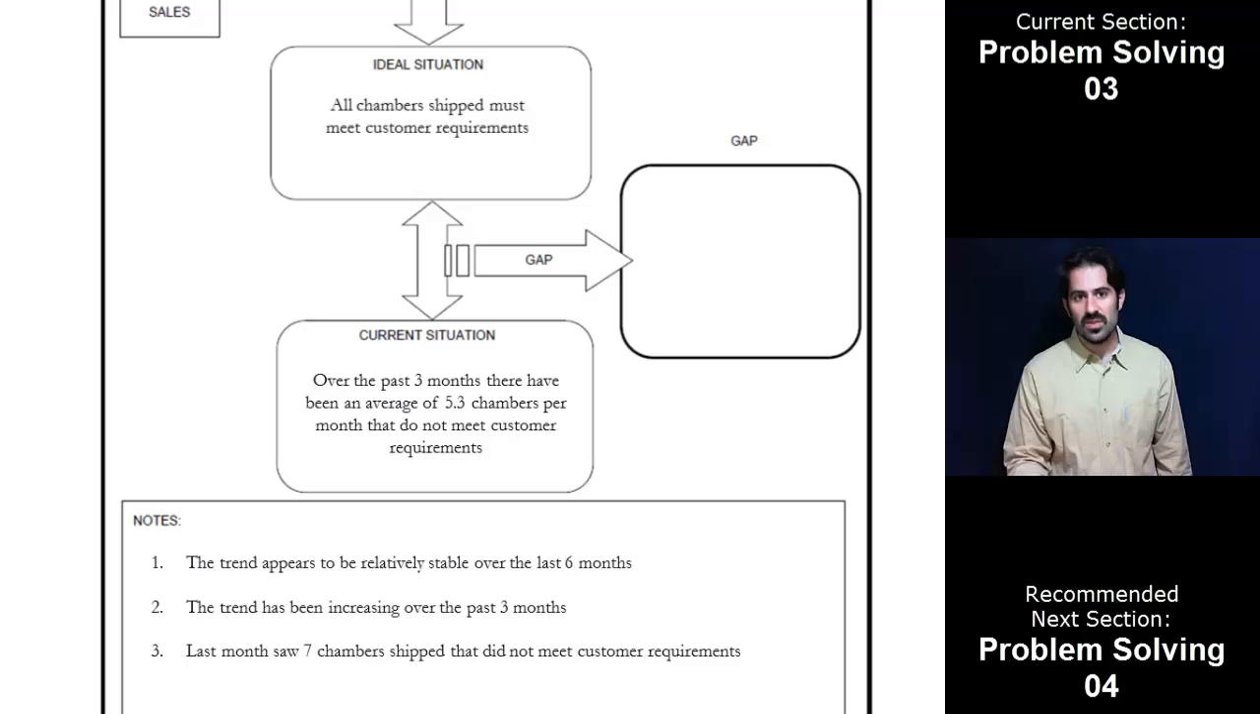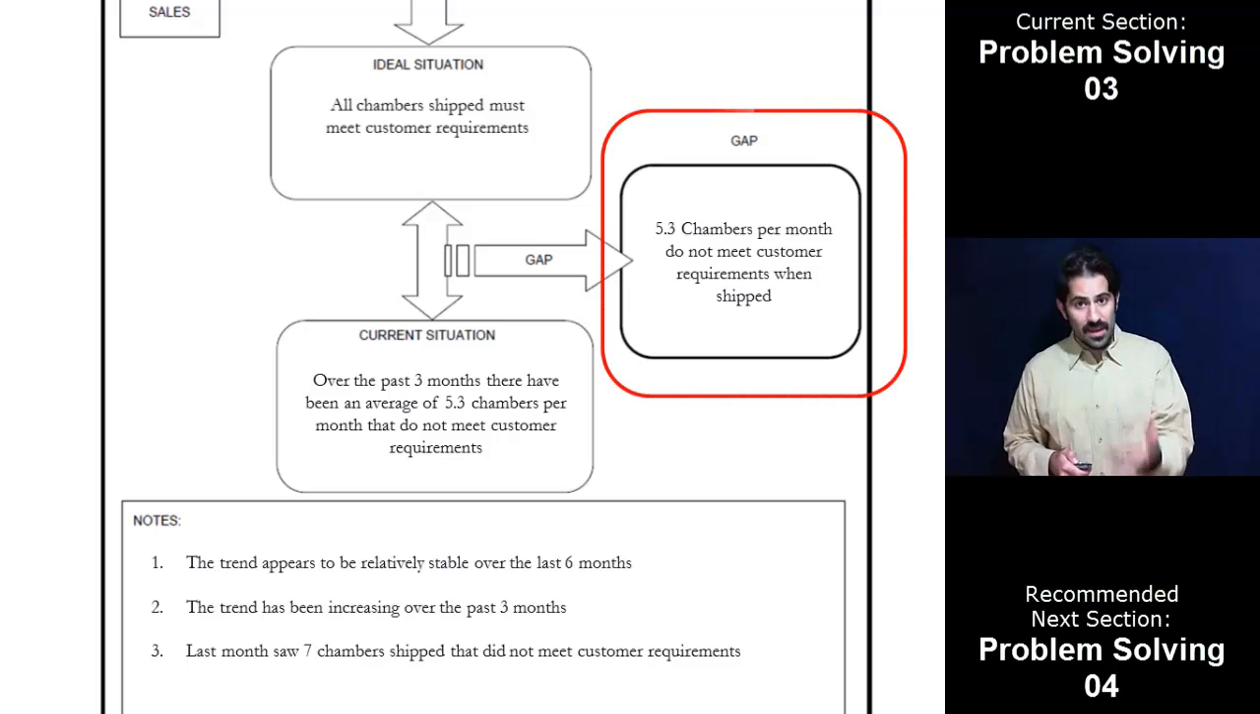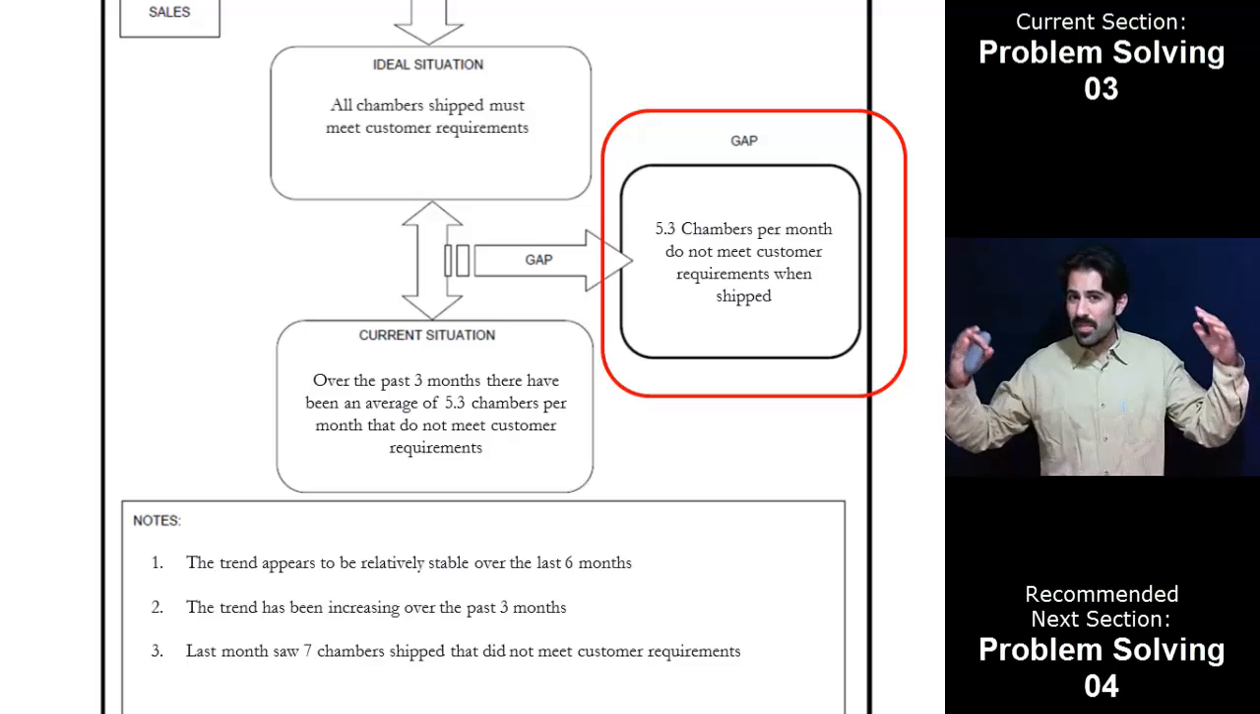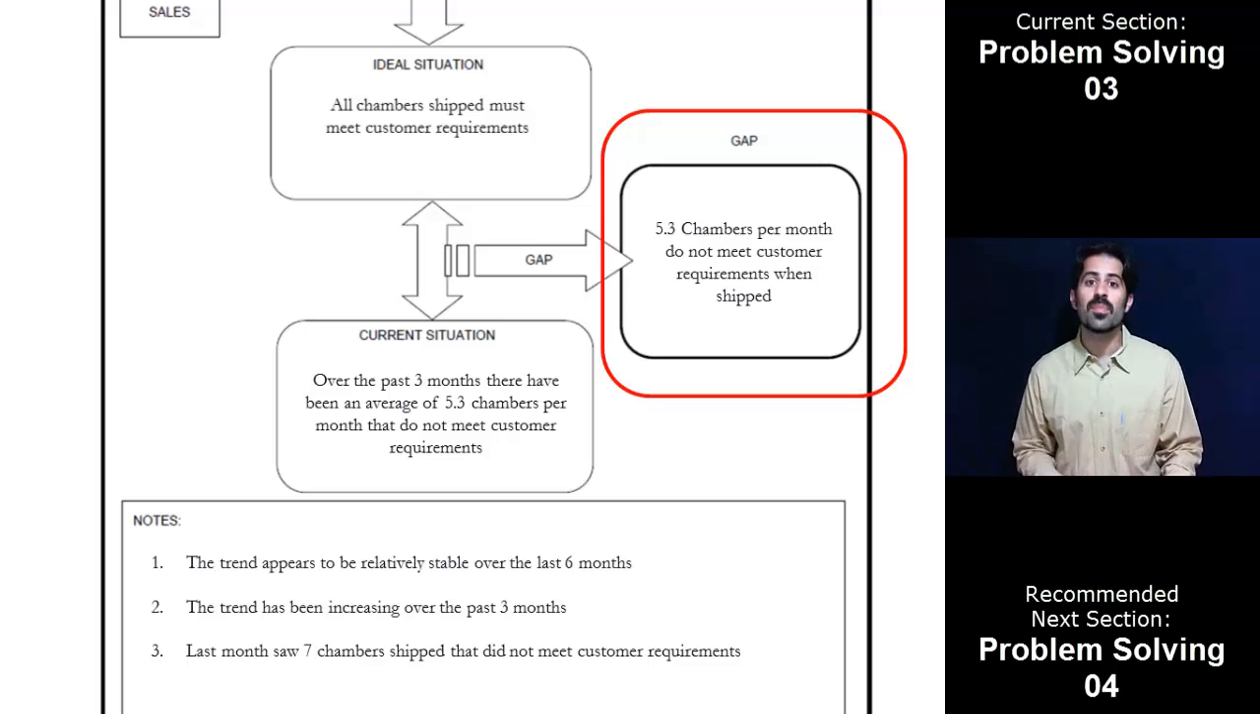So once you've described your current situation, you know your ideal situation, the difference between the two gives us our gap. And that gap now is the quantitative problem that we're trying to solve. So in just doing this, with that gap, we've taken that kind of general vague pie in the sky problem of chambers not meeting customer specifications, and we've actually been able to narrow it down into something tangible. 5.3 per month are not meeting specifications. We can do something to fix that 5.3 per month a whole lot easier than we can try to do something to fix they just don't meet specifications. And that's the real goal of clarifying that problem, to get that quantitative gap that we want to work with, because that's the problem we're going to solve.